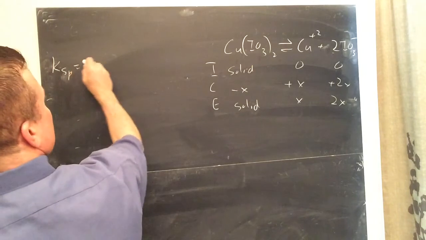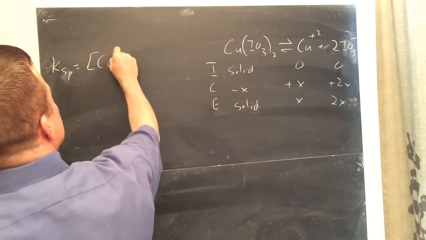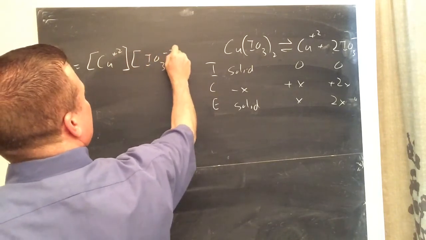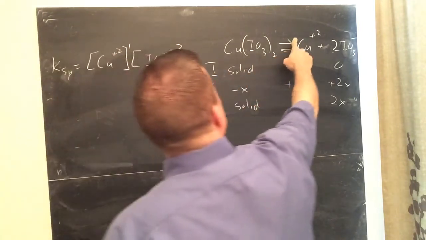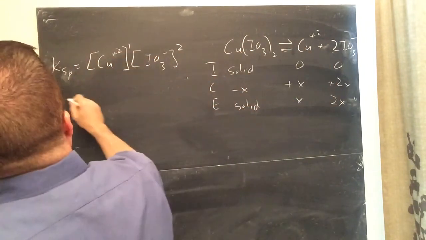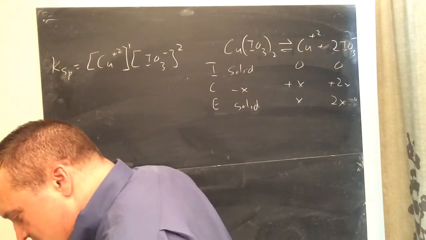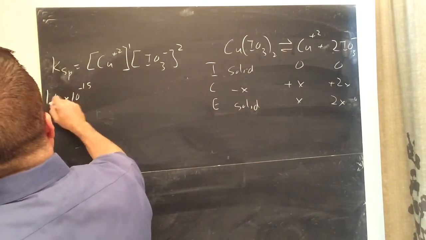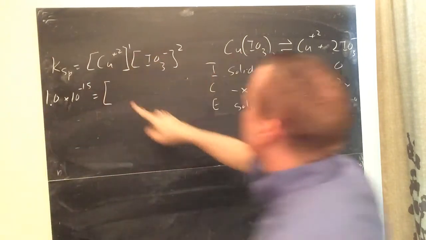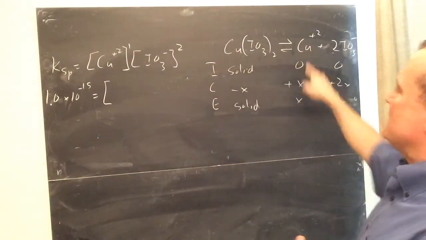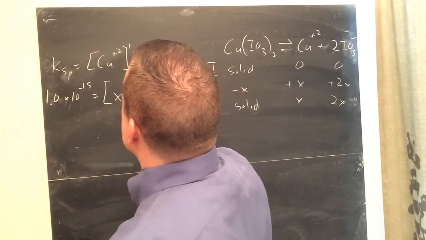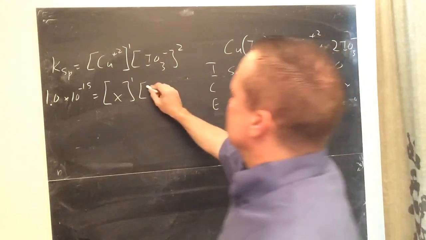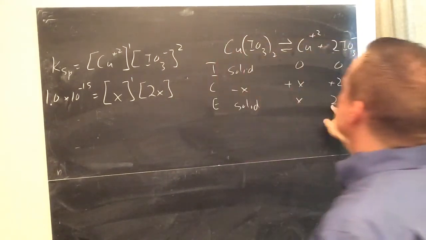The Ksp value, write the expression, and remember they always give you points just to write the expression too. If you want to put a 1 there, just remember that's 1 copper plus 2. Now the value of Ksp they give you is 1 times 10 to the negative 15 equals, and be very careful when you plug these in, copper at equilibrium is x, just to the first power. No big deal. But iodate is going to be 2x molarity, but also it has to be squared.